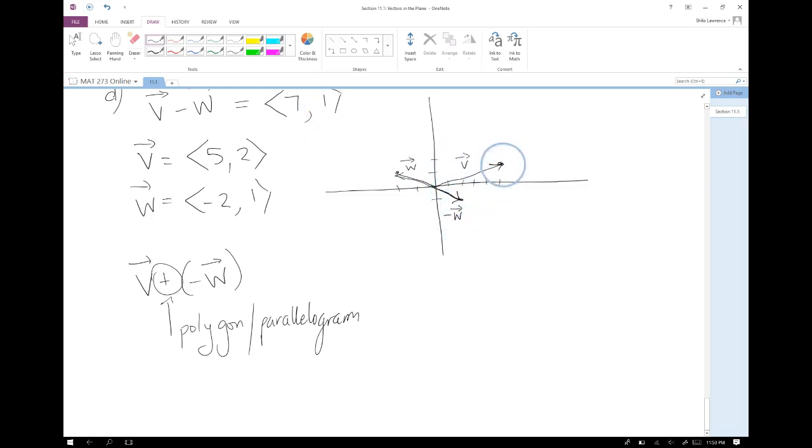And then now I can do the parallelogram method between V and negative W. So we just do our best to make those sides parallel. And the answer is the diagonal that's in standard position. And if we did it nice and accurate, it should have a terminal point of 7, 1. Your geometric picture and your algebraic work should match up.